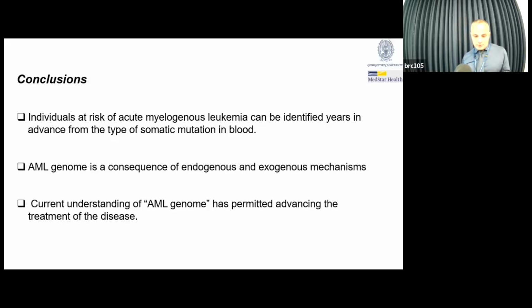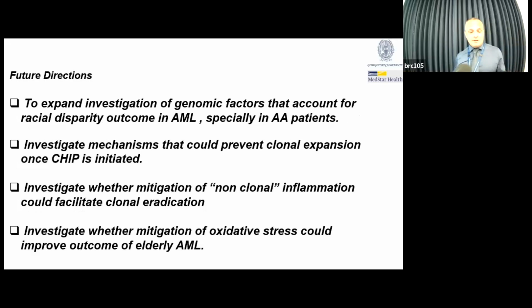This is extremely important. Then what are the future directions, and what is it that I would like our residents to participate in and be part of, this enterprise, this adventure to create some avenue for treatment of AML. How to expand investigation of genomic factors that account for racial disparity in outcome in AML, especially in African-American patients. This is work that needs to be expanded. We already have a fellow working on this, and we have our student from Baylor already participating, investigating mechanisms that could prevent clonal expansion once CHIP is initiated.